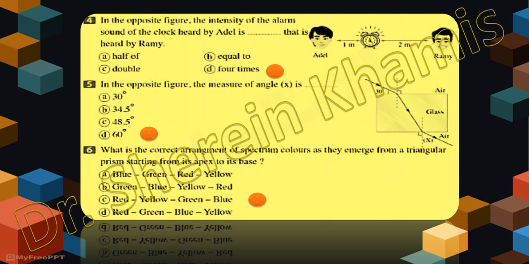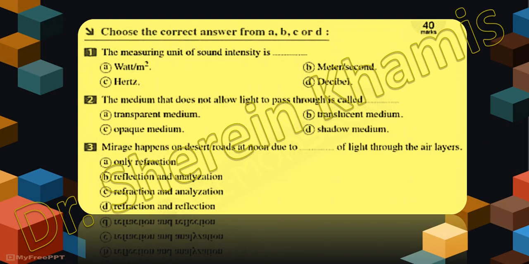Let's start the third exam that we have today. Number 1 in the third exam also belongs to sound. We have the measuring unit of sound intensity. As we said, we have two measuring units: one for the sound intensity and another one for the sound noise. When we measure noise, its measuring unit will be the decibel. But here, the intensity of sound will be watt per meter squared, and also the intensity of light will be watt per meter squared. Okay, this is the right answer.